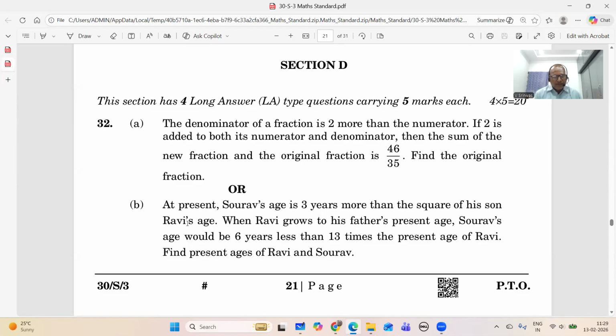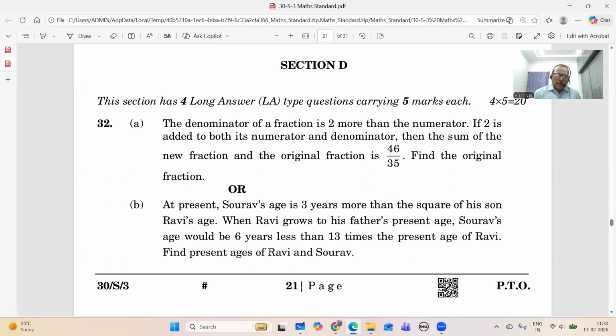Let us assume Ravi's age is small r, then Saurav's age becomes the square of his son, means r square, and 3 is more, plus 3. So let us call Saurav's age s. So s becomes r square plus 3. And when Ravi grows to his father's present age, means r square plus 3, Saurav's age would be 6 years less than 13 times of the present age of Ravi. That is 13 times r minus 6. So when Ravi's age becomes r square plus 3, Saurav's age becomes 13r minus 6.